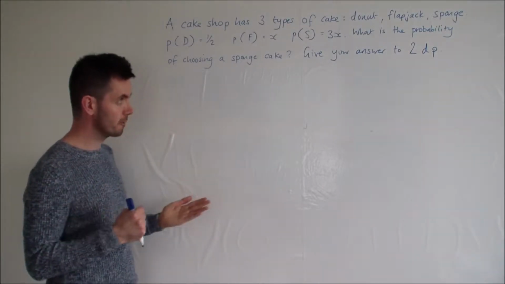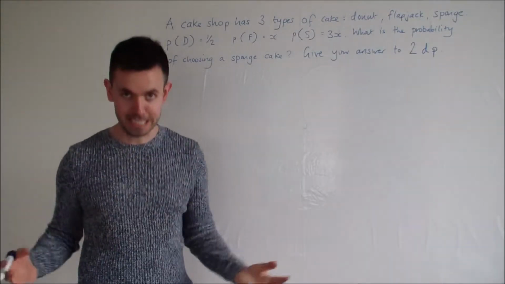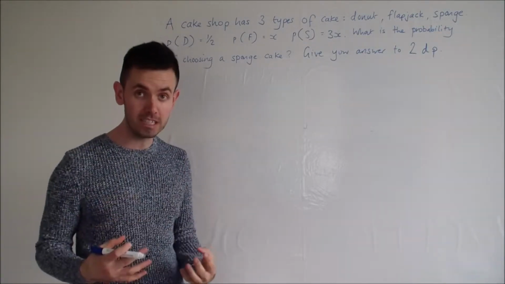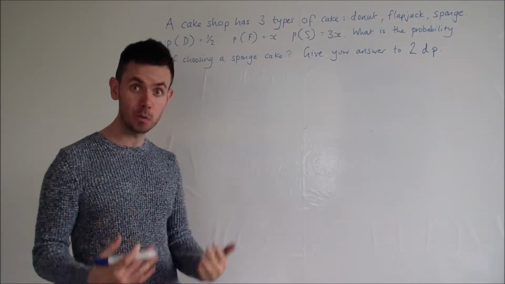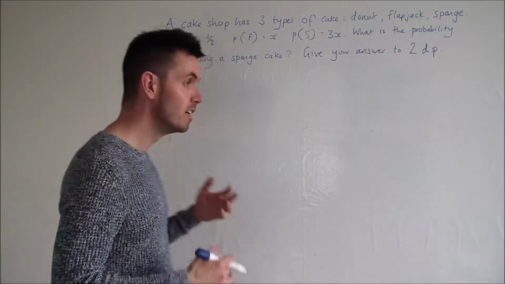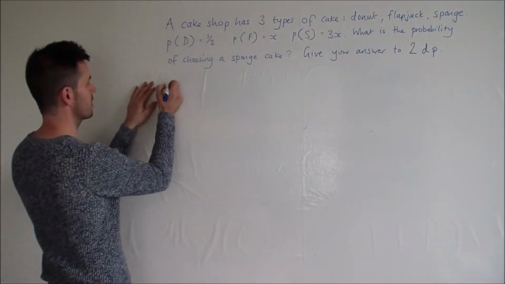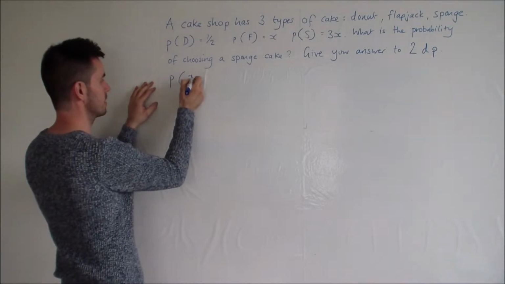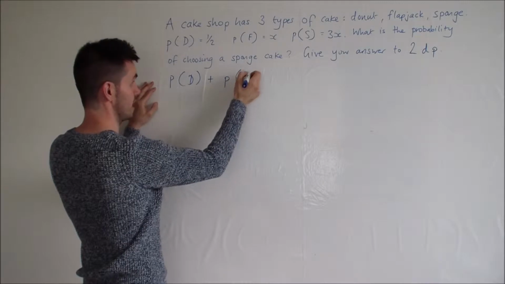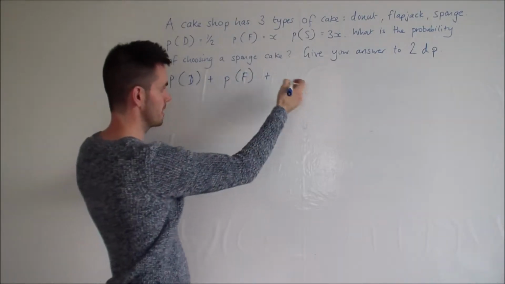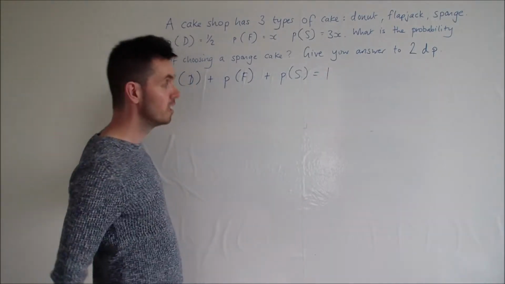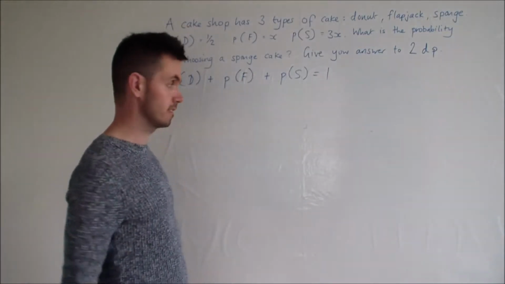Okay, so what do we know? We know that this is a very bad cake shop. It only sells 3 different types of cake, so if you go in and get 1 cake at random, you definitely will get either a donut or a flapjack or a sponge cake. So therefore we can say that the probability of getting a donut plus the probability of getting a flapjack plus the probability of getting a sponge cake is equal to 1. We'll definitely get one of those things.